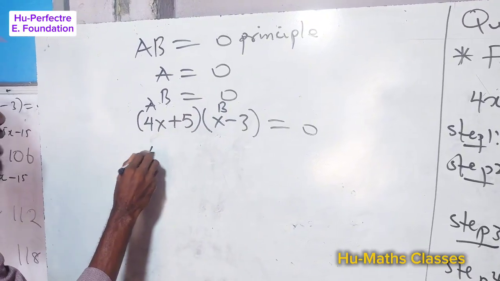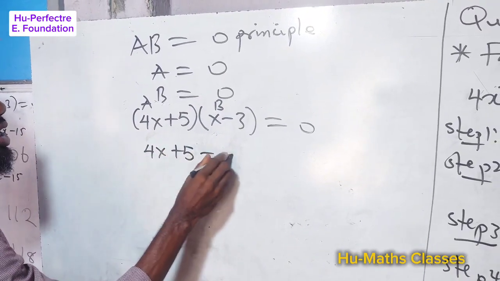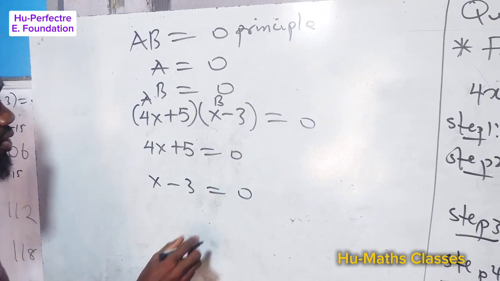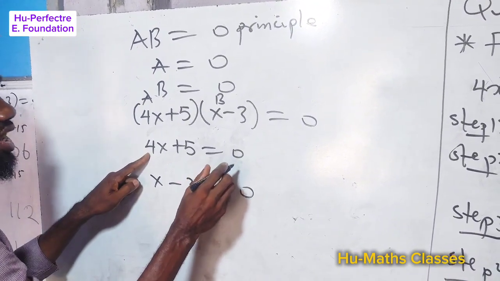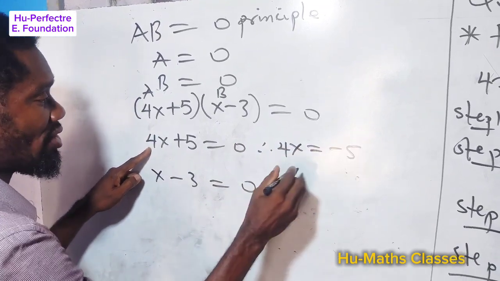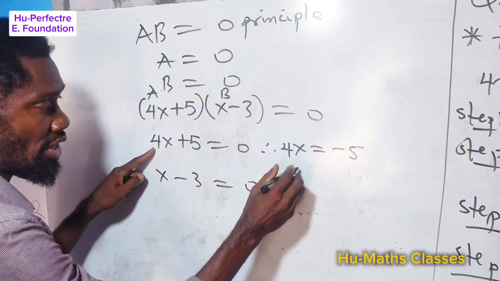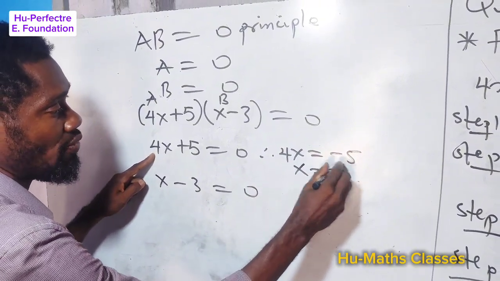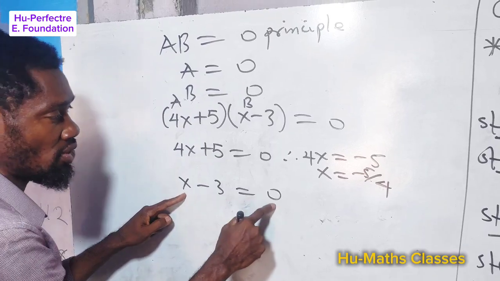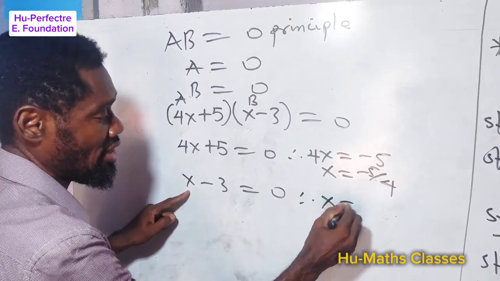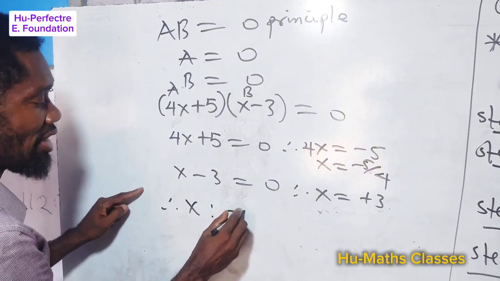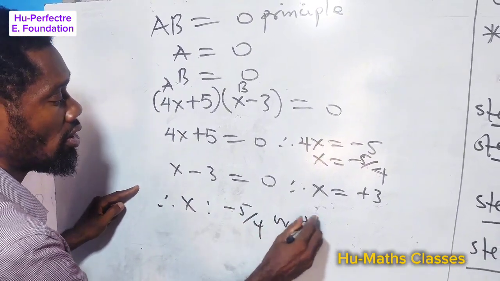With that, we're going to have 4x plus 5 is equal to 0, and x minus 3 is equal to 0. From the first one, we can say that 4x is equal to minus 5. For us to make x the subject of this relation, x will be equal to minus 5 divided by 4. In the second one, x minus 3 is equal to 0, then we can say that x is equal to plus 3. So the two values of x are minus 5 over 4 or plus 3.